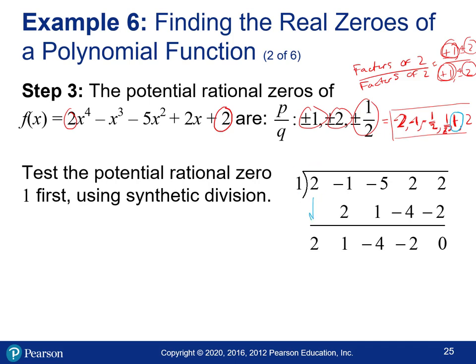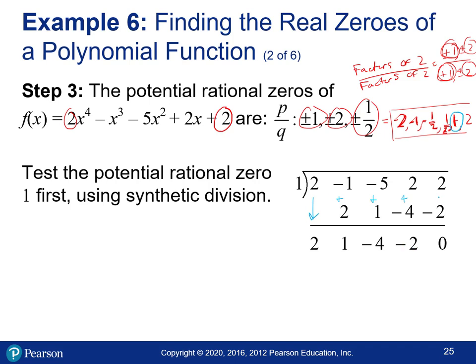So bringing down the 2 and starting to multiply. 1 times 2 is 2. Add that and get 1 here. And then 1 times 1 is 1. Add that, get negative 4. 1 times negative 4 is negative 4. Add this, get negative 2.